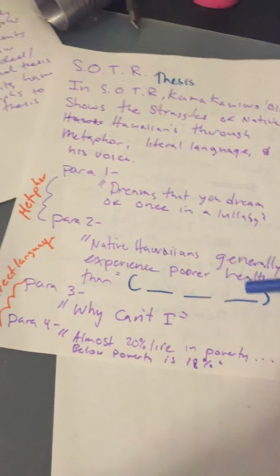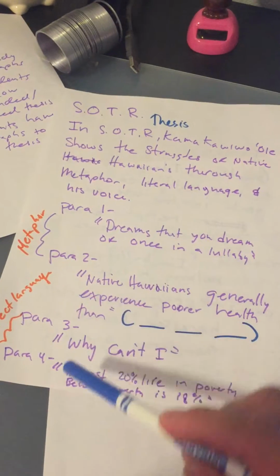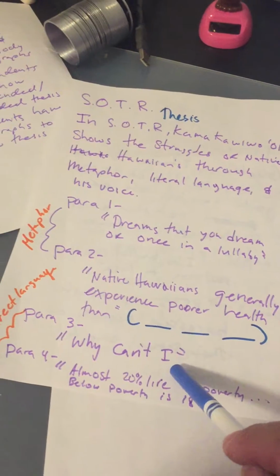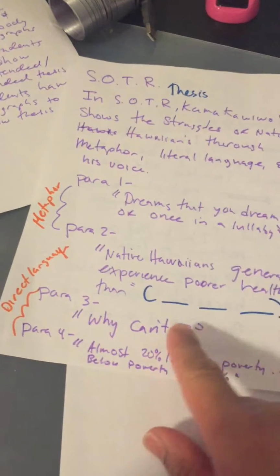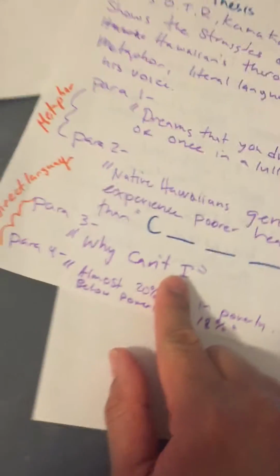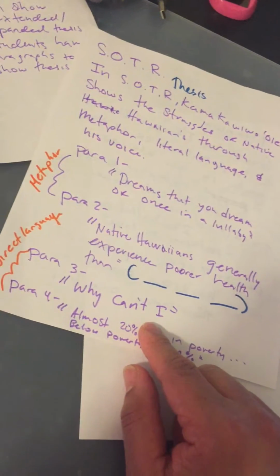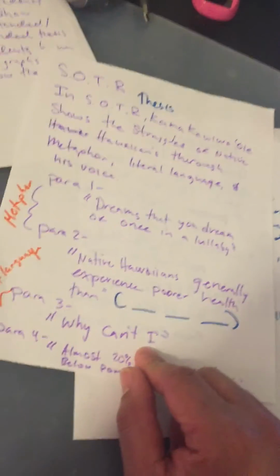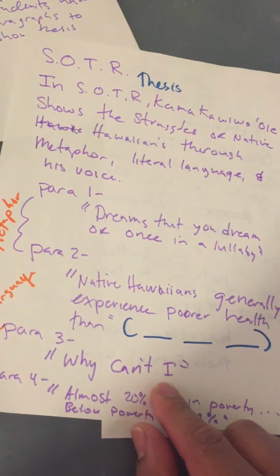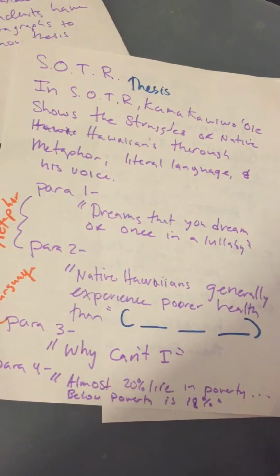Okay, so then we continue to build on that, and we'll say that we're going to look at literal language. "Why can't I?" He asked this rhetorical question. A rhetorical question doesn't have an answer. And I'll say that in this use of "why can't I," he's saying, why can't my people be in a better situation? Why can't my people be living a dream? Why do my people have to live under these conditions?